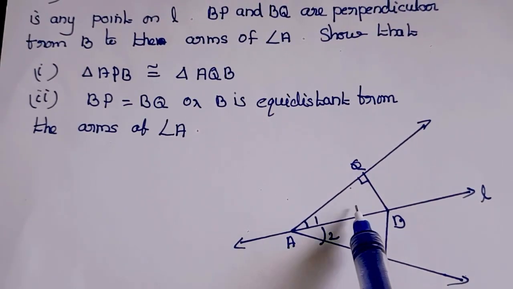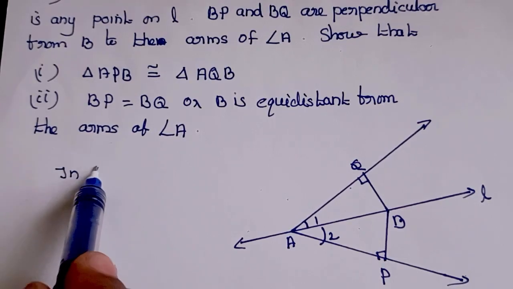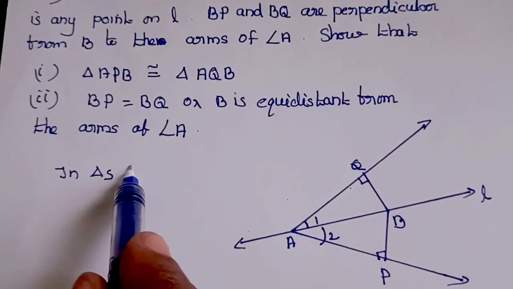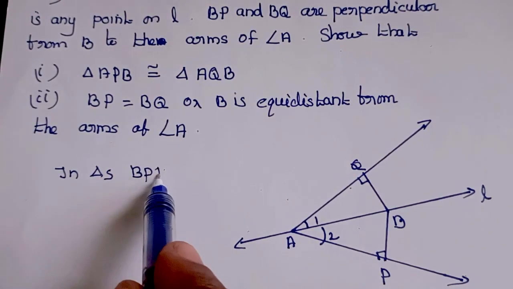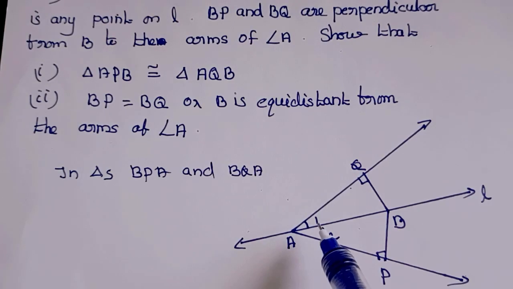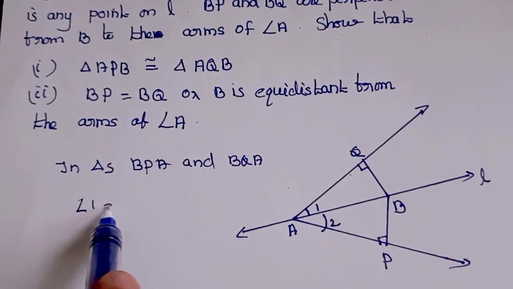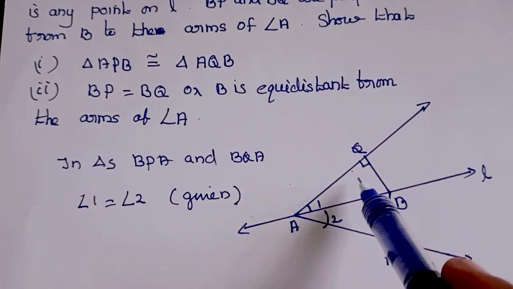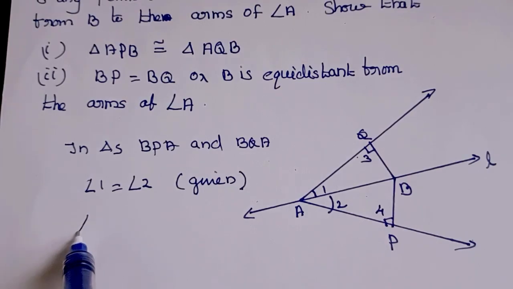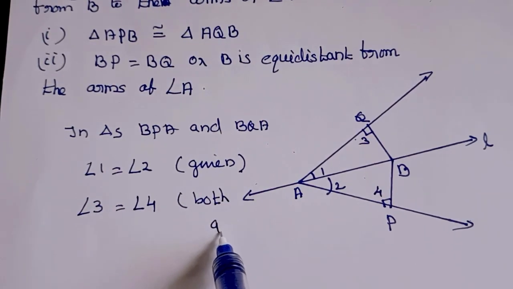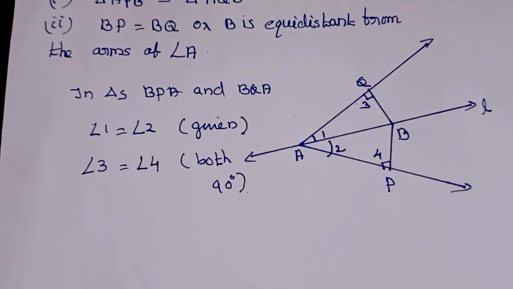Now to prove that these two triangles are congruent, take the triangles. In triangles BPA and BQA, we are given that L is the bisector of angle A, which means angle 1 equals angle 2, reason given, or L is the bisector of angle A. And angle 3 equal to angle 4, reason both 90 degrees, because BP and BQ are perpendiculars, it is given.